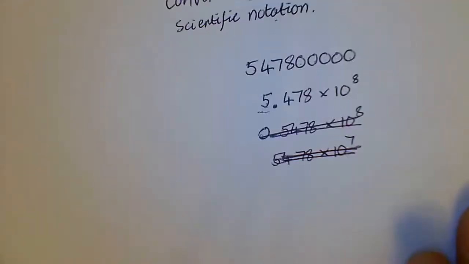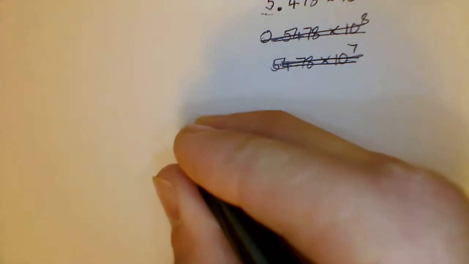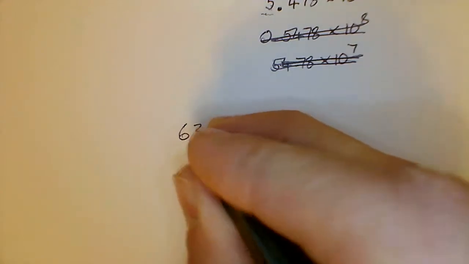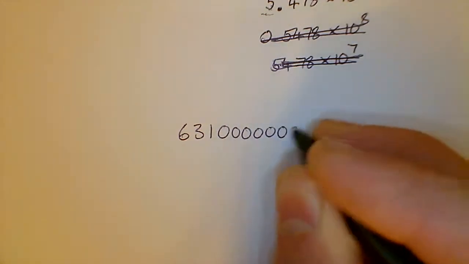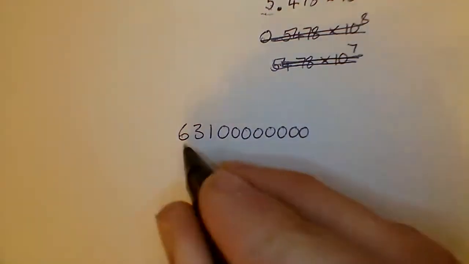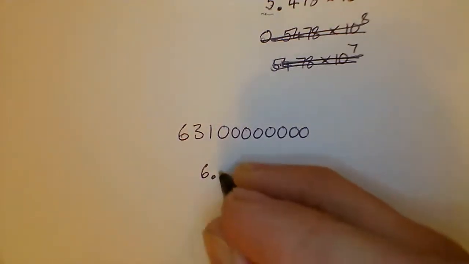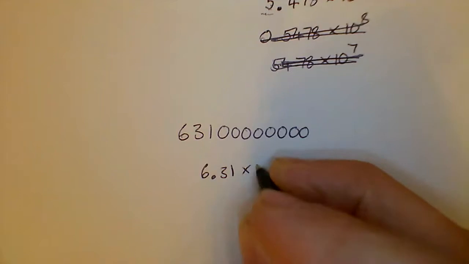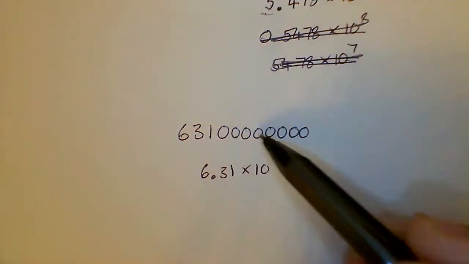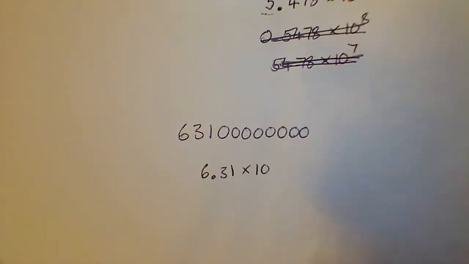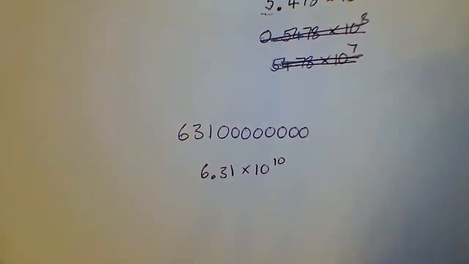So let's see some more examples of that. First one, we're going to do 6, 3, 0, 0, 0, 0, 0, 0, 0, 0. That one, we'll rewrite with one digit in front of the decimal point, so 6.3 times 10 to the 1, 2, 3, 4, 5, 6, 7, 8. So again, I'm counting how many things come after that initial 6.